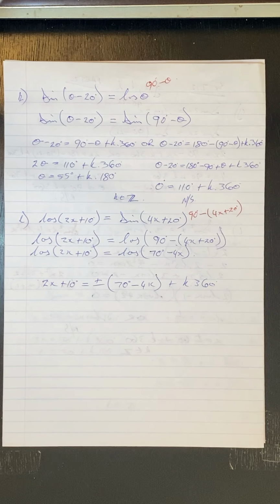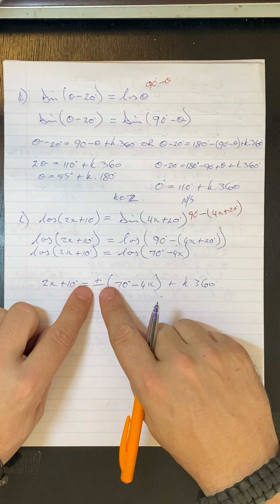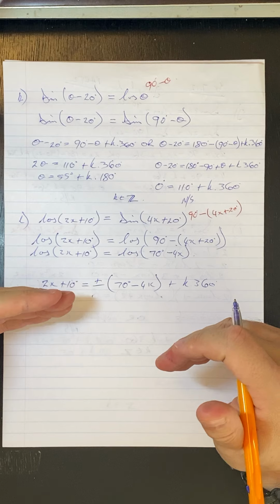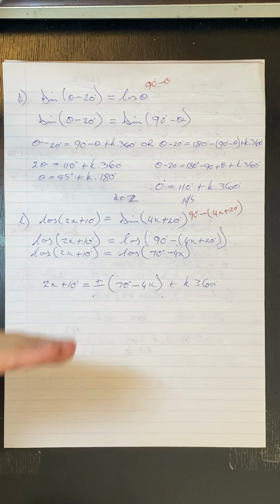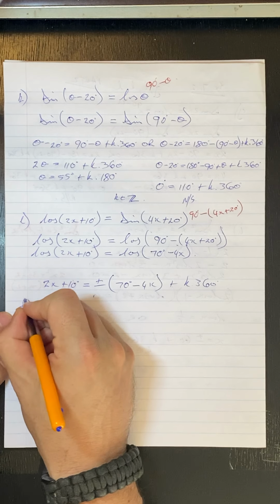What I need to do now, grade 11s, is I still need to solve for that x. And we have two parts of the solution. We have the positive and the negative. And that's what I'm going to do here. I'm going to break it down, work it out for the positive one, then work it out for the negative one. So let's look at the positive one first.